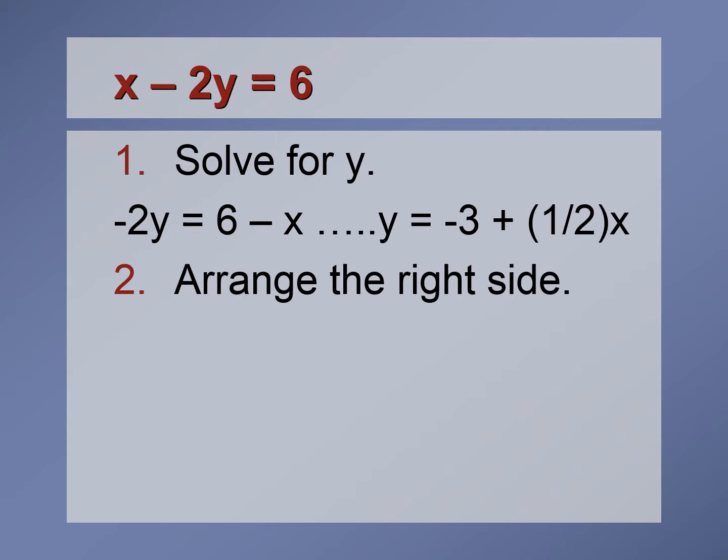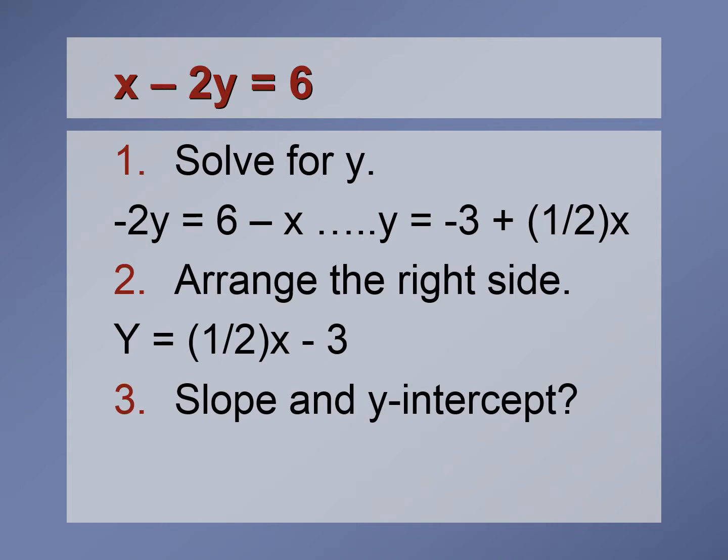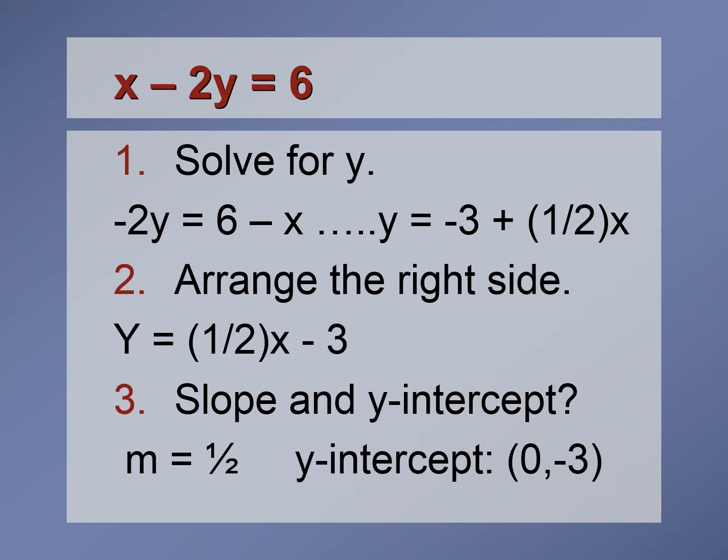So we'll arrange the right-hand side so our x term comes first. So now we have 1/2 x minus 3. So we can identify our slope and our y-intercept. Slope is 1/2 and our y-intercept is 0, -3.